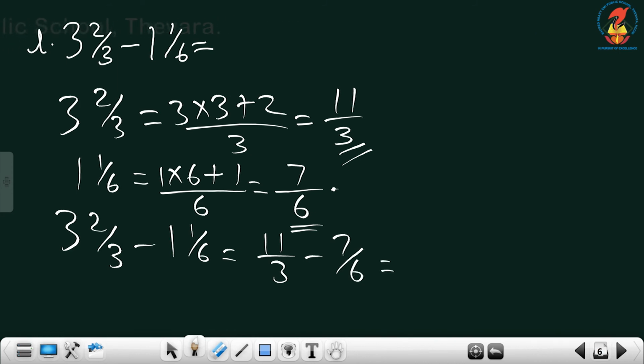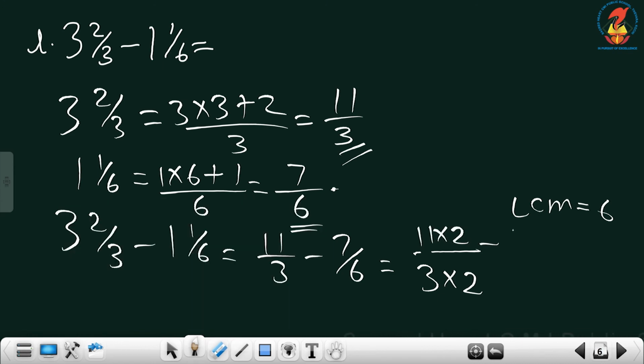LCM of 3 and 6 is what? That is 6 only, right? So LCM equals 6. 3 into 2, not 7 into, that is 11 into 2. 11 into 2, minus 7 by 6 itself only, because, okay, 11 2s are 22 divided by 6 minus 7 by 6. That is what? 15 by 6.